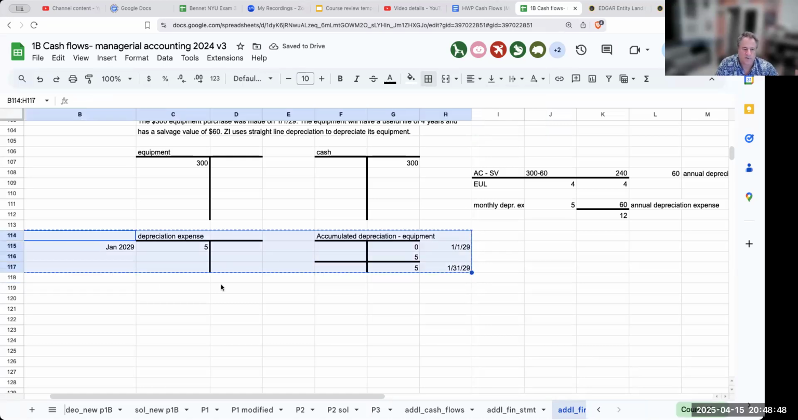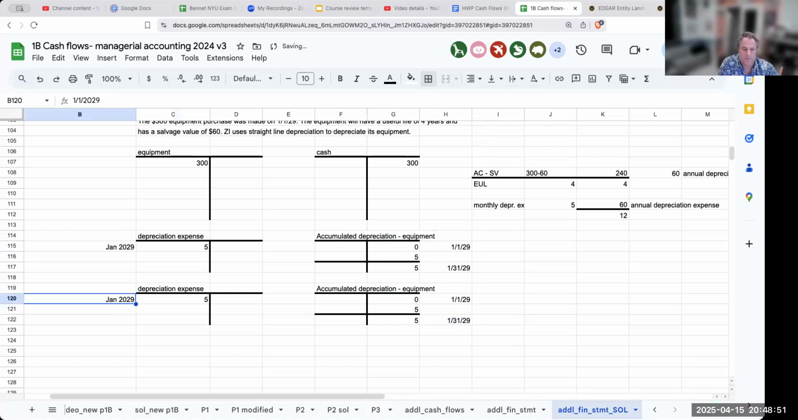When I come over here to do this for the following month of February, remember, we're doing straight line depreciation. So I'm going to take the same amount each month. My ending balance over here on January 31st becomes my beginning on February 1st. So I'm taking 5 of depreciation expense, crediting accumulated depreciation on equipment. My ending balance over here is going to be 10. Remember, this is a contra asset account, meaning it has a credit balance.